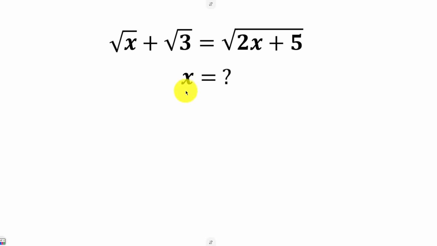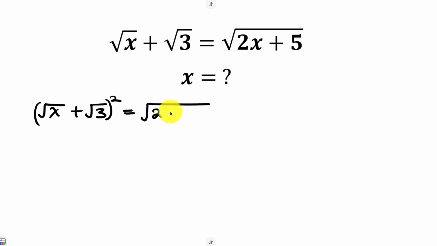Let's solve for the values of x, given that the square root of x plus the square root of 3 is equal to the square root of 2x plus 5. Well, our first step will be for us to square both sides. So on the left, I have the square root of x plus the square root of 3. I'll square the left-hand side. This is equal to the right-hand side. I have the square root of 2x plus 5. And I also square the right-hand side.